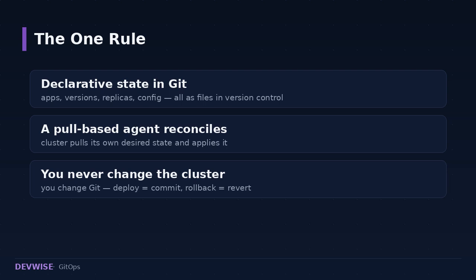That's reconciliation. That's your cluster reverting the 3 a.m. hotfix. And that leads to the single most important rule in GitOps, the one that reorganizes how you work. You never change the cluster directly. You change Git. Want to deploy a new version? Commit it. Want to scale up? Commit it. Want to roll back? Revert the commit. The cluster is downstream of Git, always, and once that clicks, everything else follows.